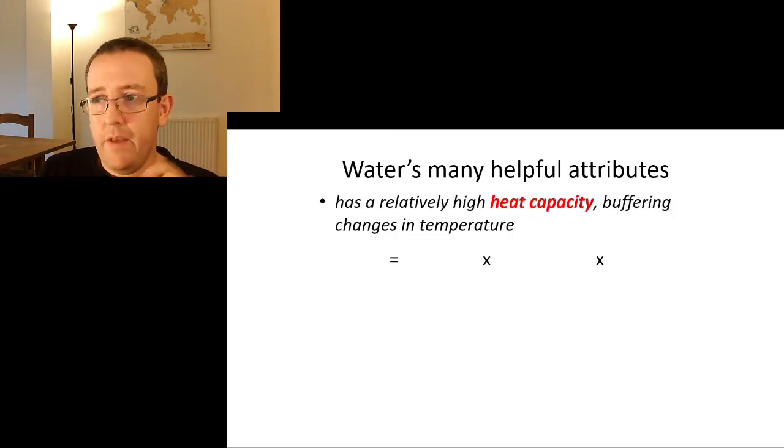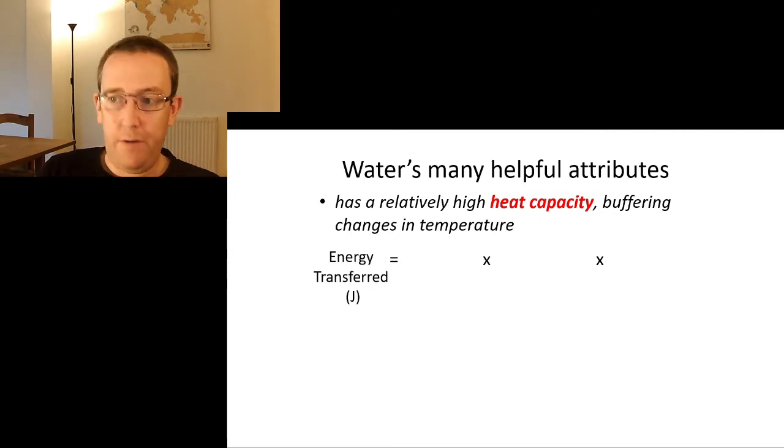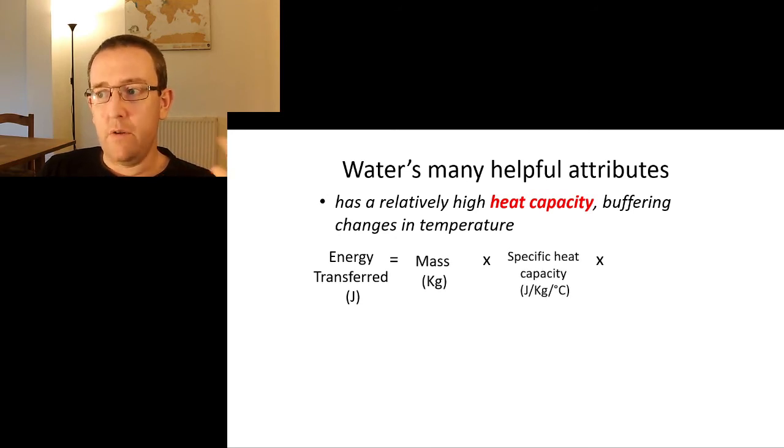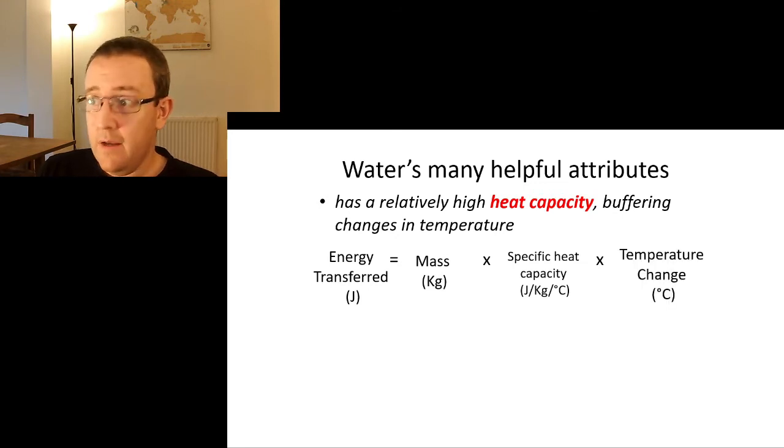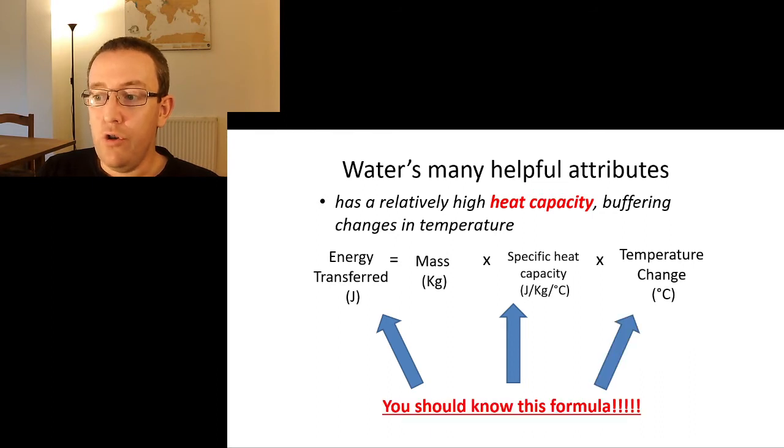Next one then, the heat capacity. Now think back to your physics. This is something you should remember. I know I've been using physics quite a bit in these last couple of videos, but it's important and a great subject. And if you dropped it at the end of GCSE as fast as you could, more fool you. So this is an equation from physics you should remember. Energy transferred equals the mass times the specific heat capacity of whatever the material is, multiplied by the temperature change that you need to achieve. So you should remember and know this formula.